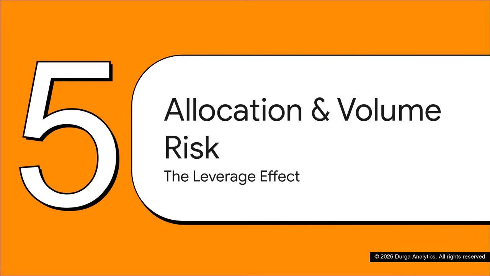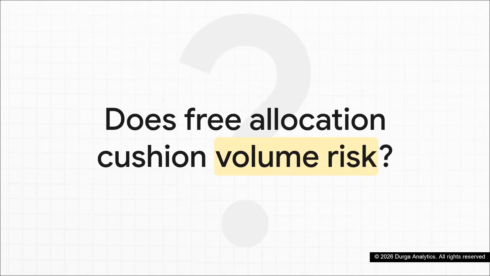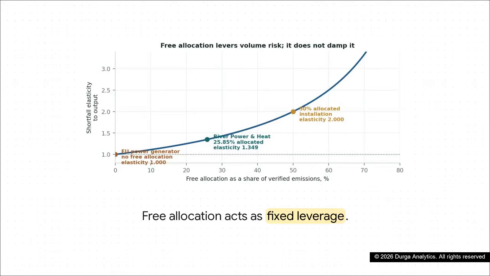Section 5. Allocation levers. Volume risk. Let me ask you a direct question. Does free allocation cushion your volume risk if your plant suddenly has to run harder and produce more output? As a consultant, I see this mistake being made all the time, and it literally costs desks millions. The sharp answer is no. It absolutely does not cushion the risk. It actually levers it. And here is the mathematical proof. Because free allocation is a fixed subtraction from a growing quantity of emissions, it acts as pure leverage.